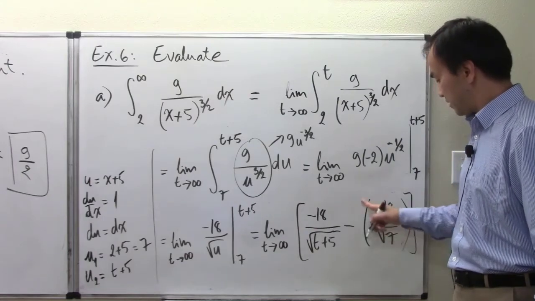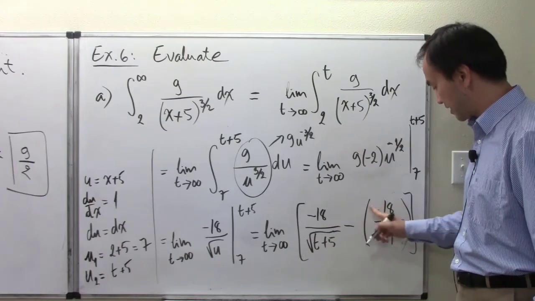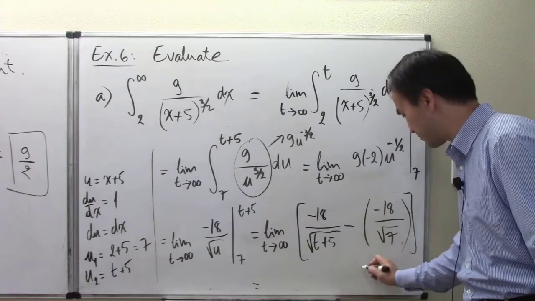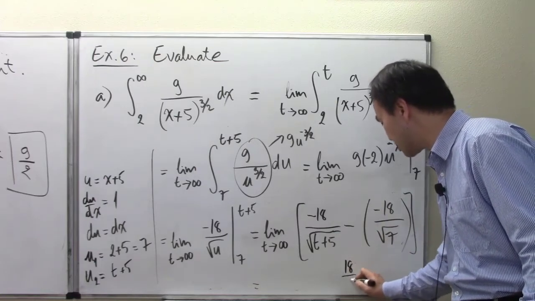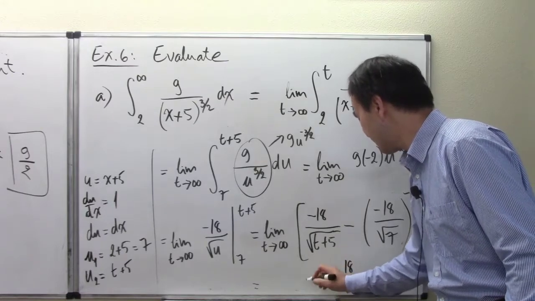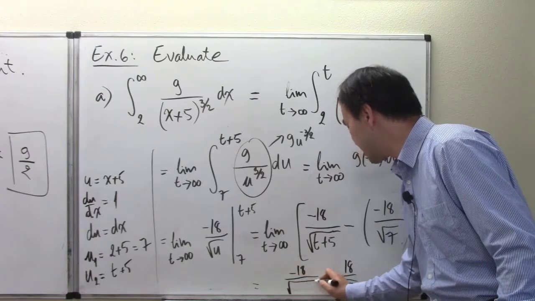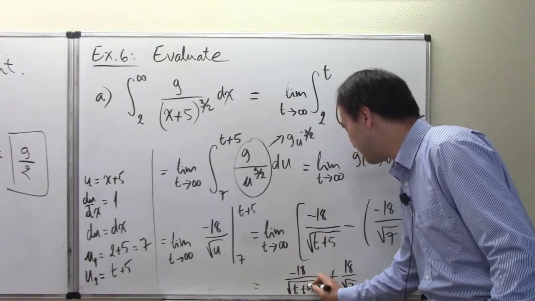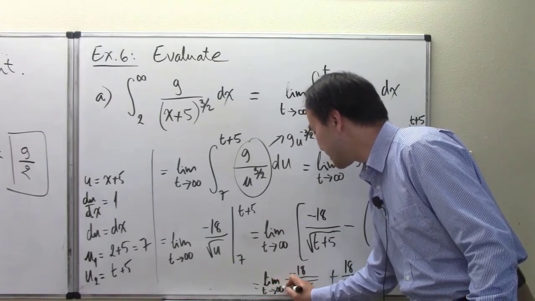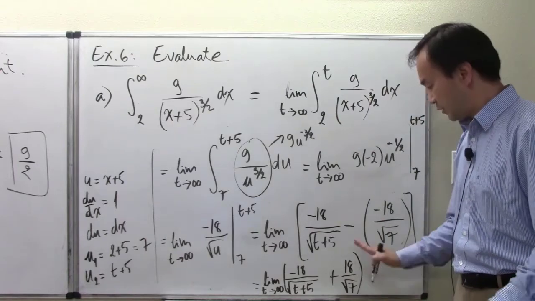Okay, and so this last term here, due to the double minus sign, minus negative, is going to become, and it's a constant term, a positive 18 over square root 7. But the first term here is a minus 18 divided by square root of t plus 5. And we're taking limits as t goes to positive infinity. So now with this final expression, we are very ready to find that overall limit.